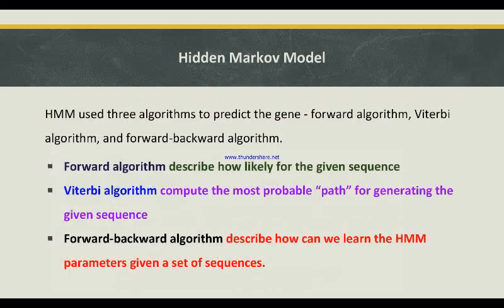HMM uses three algorithms to predict the gene, which are first the forward algorithm, then the Viterbi algorithm, and the forward-backward algorithm. The forward algorithm describes how likely the given sequence is. The Viterbi algorithm computes the most probable path for generating the given sequence, and the forward-backward algorithm describes how we can learn the HMM parameters given a set of sequences.